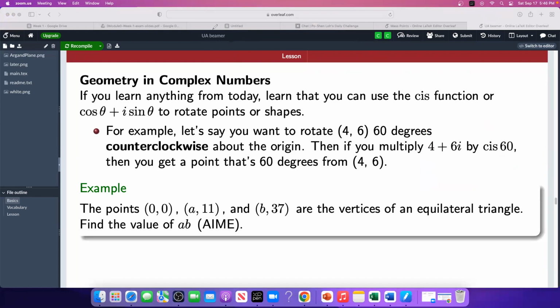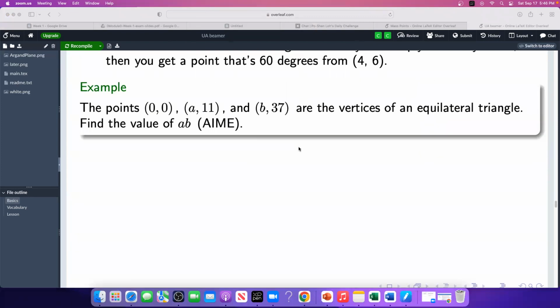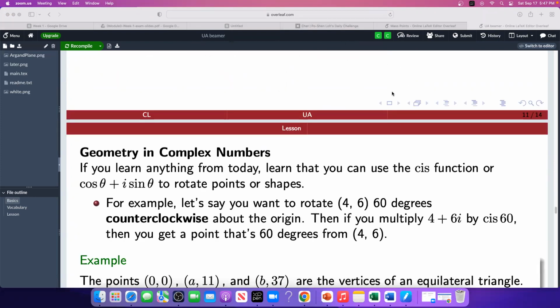Okay. Now, this is also an AMC question, but do you notice how it says vertices of an equilateral triangle? The moment you see that, and the fact that (0, 0) is one of the points, you should immediately think, oh, you can just rotate this one this way and you get this. So once you rotate that, you should get this point. And I want you to do that. I have the solution as well.